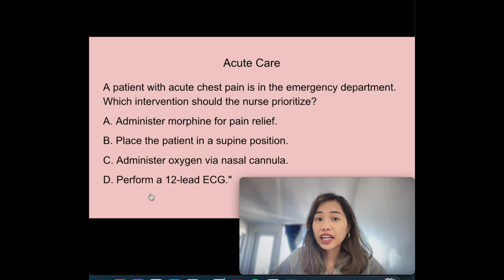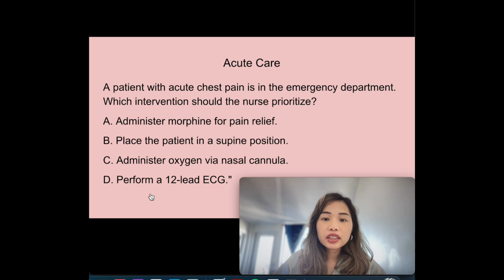Next one, administer oxygen via nasal cannula. That sounds kind of right. Letter D, perform a 12-lead ECG. And that sounds right as well. So when we're looking at these answers, if I'm the student, I would choose between C or D. However, looking back at the question, it's asking you for the priority. Priority meaning, what should you do first in terms of emergency?